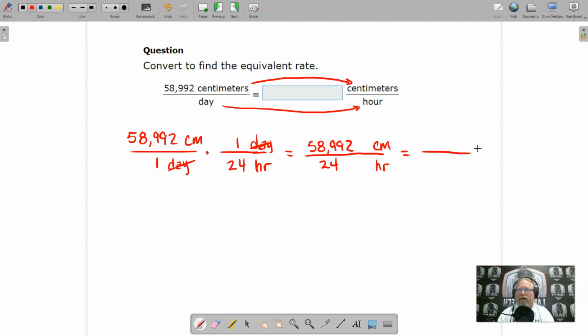So again, we're going to have to go to a unit rate. And we know we get unit rates by dividing both the numerator and the denominator by the value of the denominator. So 24 divided by 24 is going to be 1. And 58,992, I'm going to divide that by 24. And that's going to give me a result of 2,458. So our answer is 2,458 centimeters per hour.